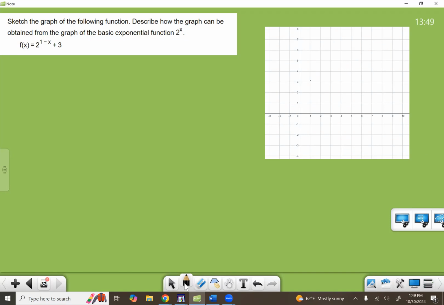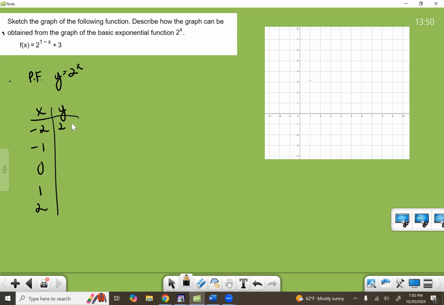Let's take a look at number 10. So on number 10, the parent function is just going to be 2 to the x. So the base is 2 on this exponential function. So I'm going to go ahead and make a t-chart, just a few points, okay?